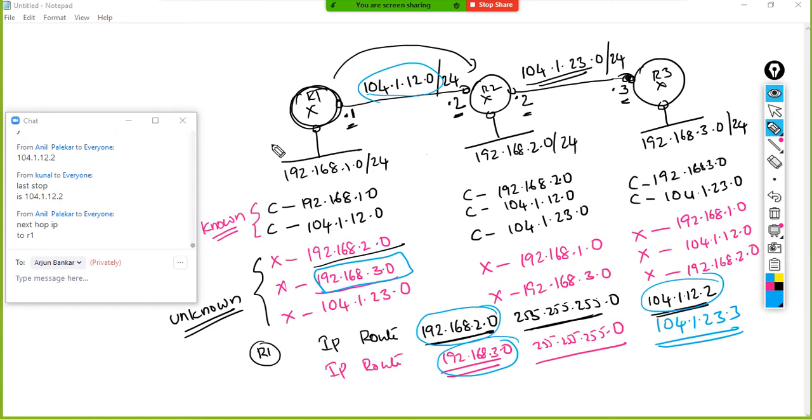Okay, next stop IP. Good. Next one. Then Kunal is saying that it's a last stop. Okay.